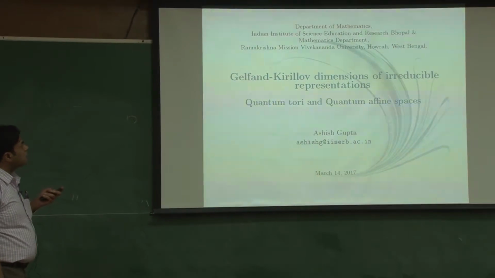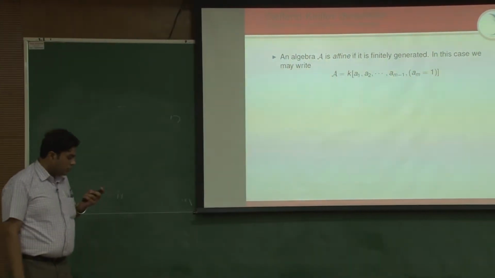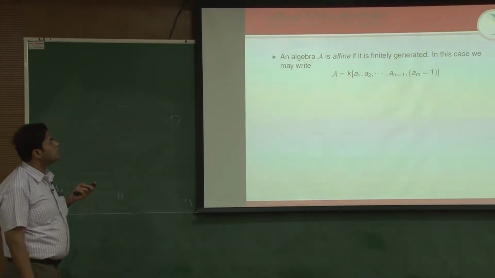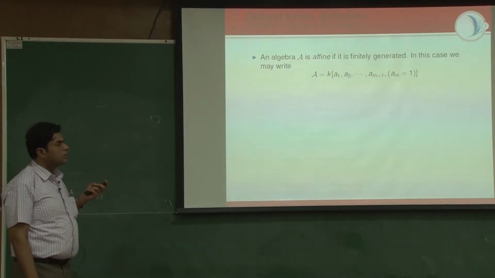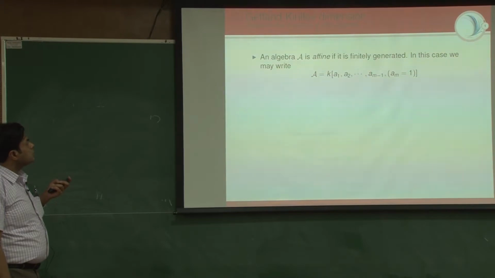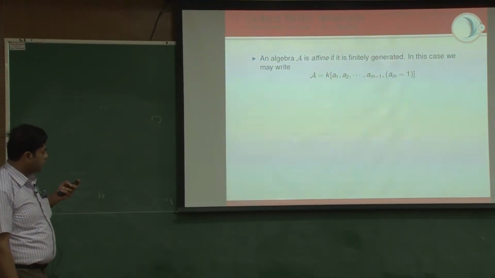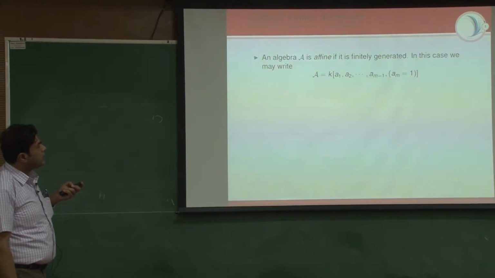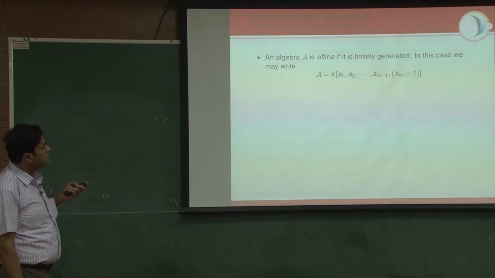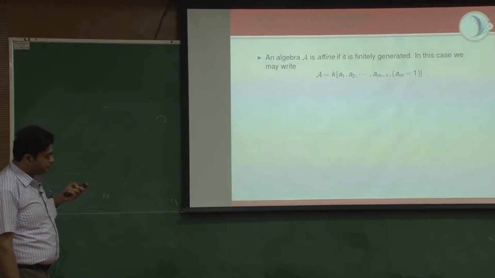Structure, and algebraic structure can be a group or a monoid or an algebra. So let us see in the context of algebras what this dimension is and why it is useful. So let's start with an affine algebra over a field K. Affine means that it is finitely generated. So there is a generating set which generates the algebra.